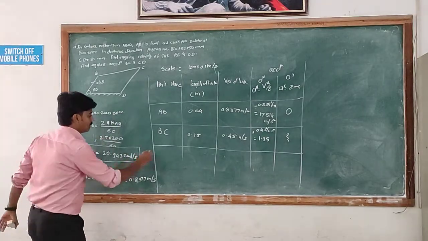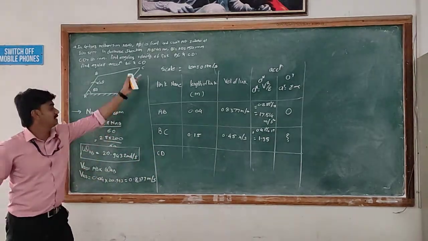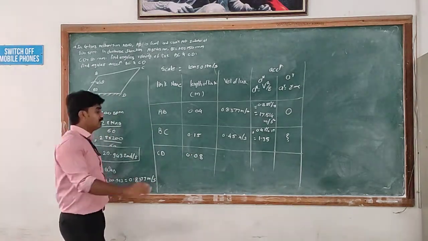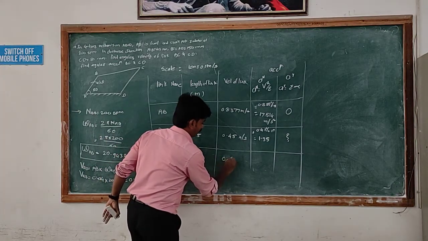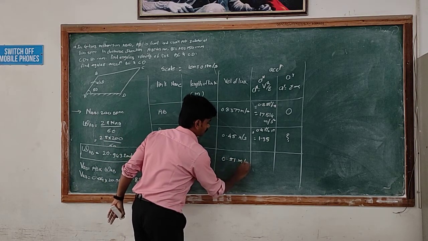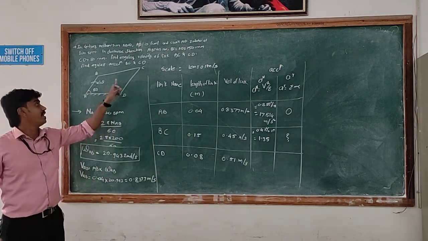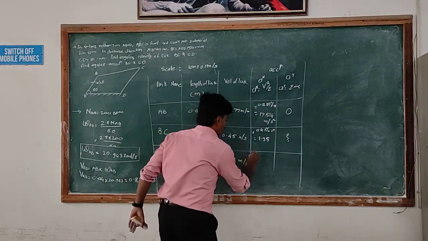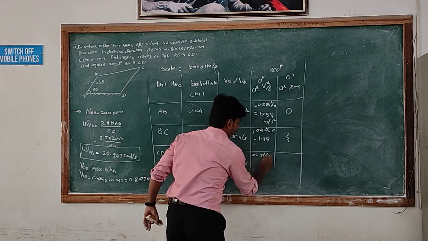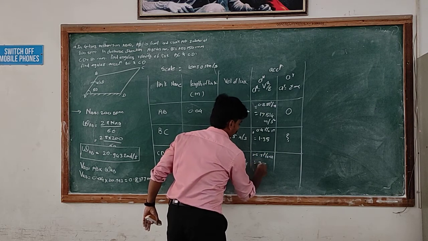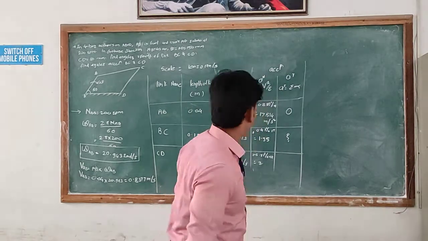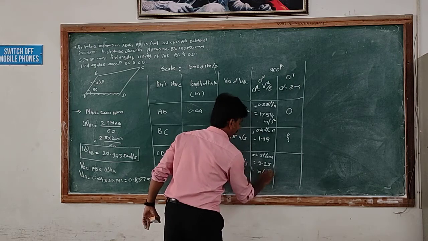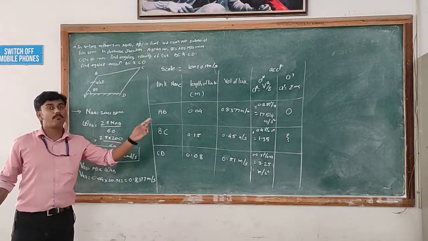Then third, that is CD. The length of the link CD is 0.08 meter. And what is the velocity of the link CD? The velocity of the link CD is 0.51 meter per second. Then by using this value we can find out the normal component of the acceleration of the link CD. So it becomes 0.51 square divided by 0.08 and it is equal to 3.25 meter per second square. Sorry, it is the normal component of acceleration.